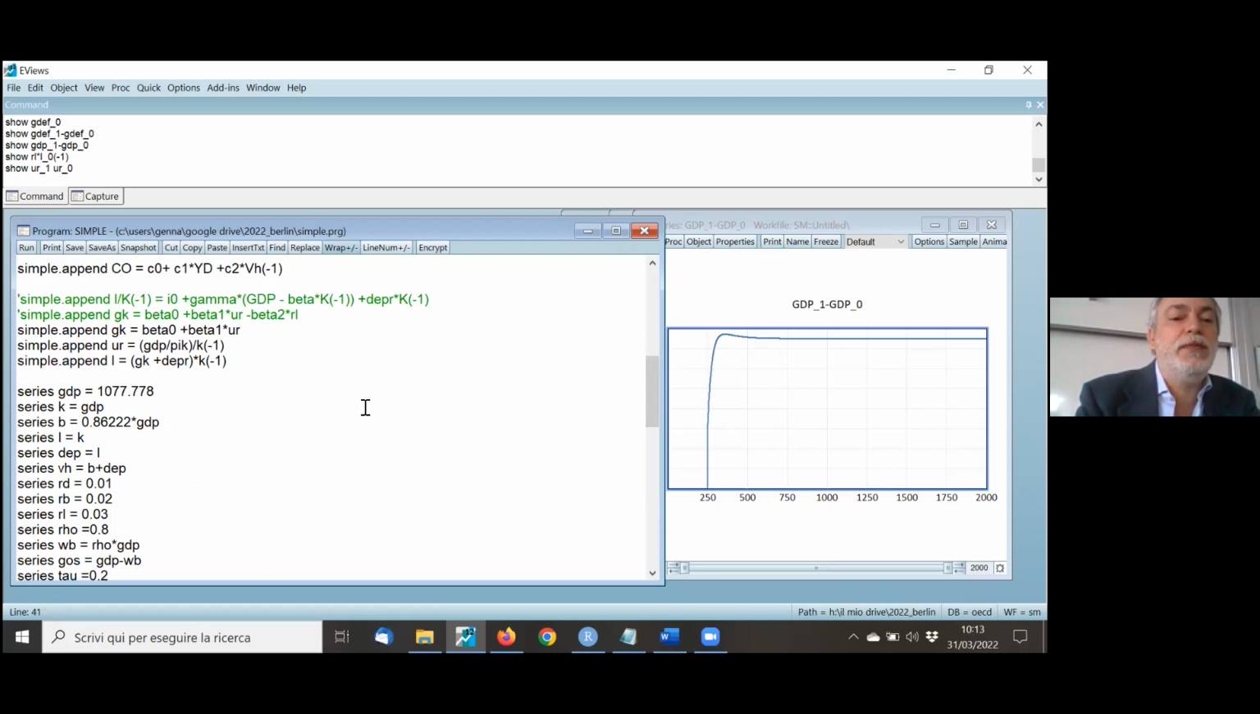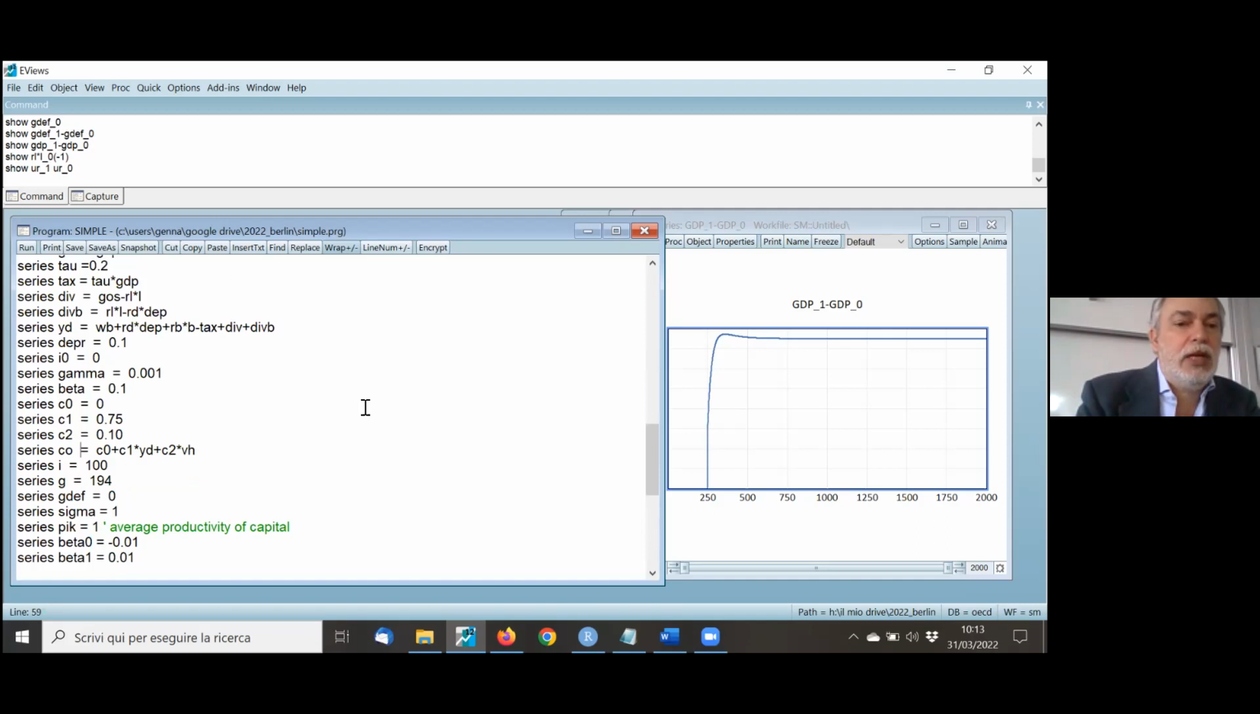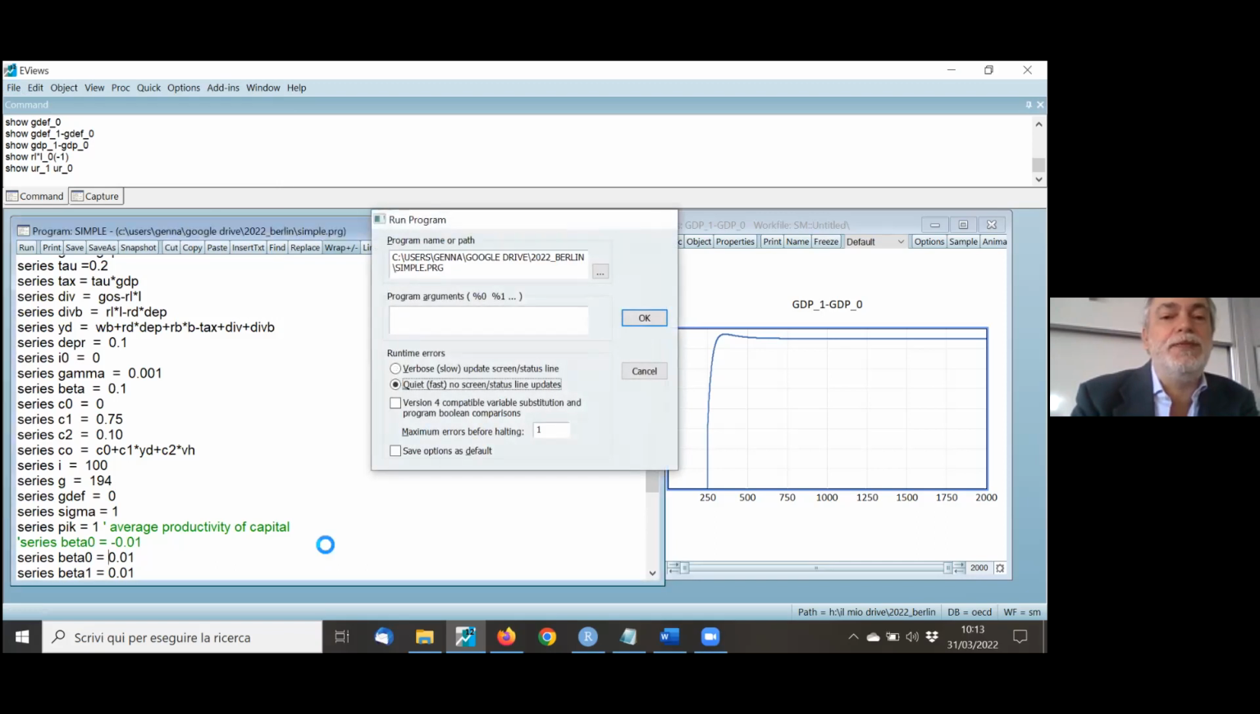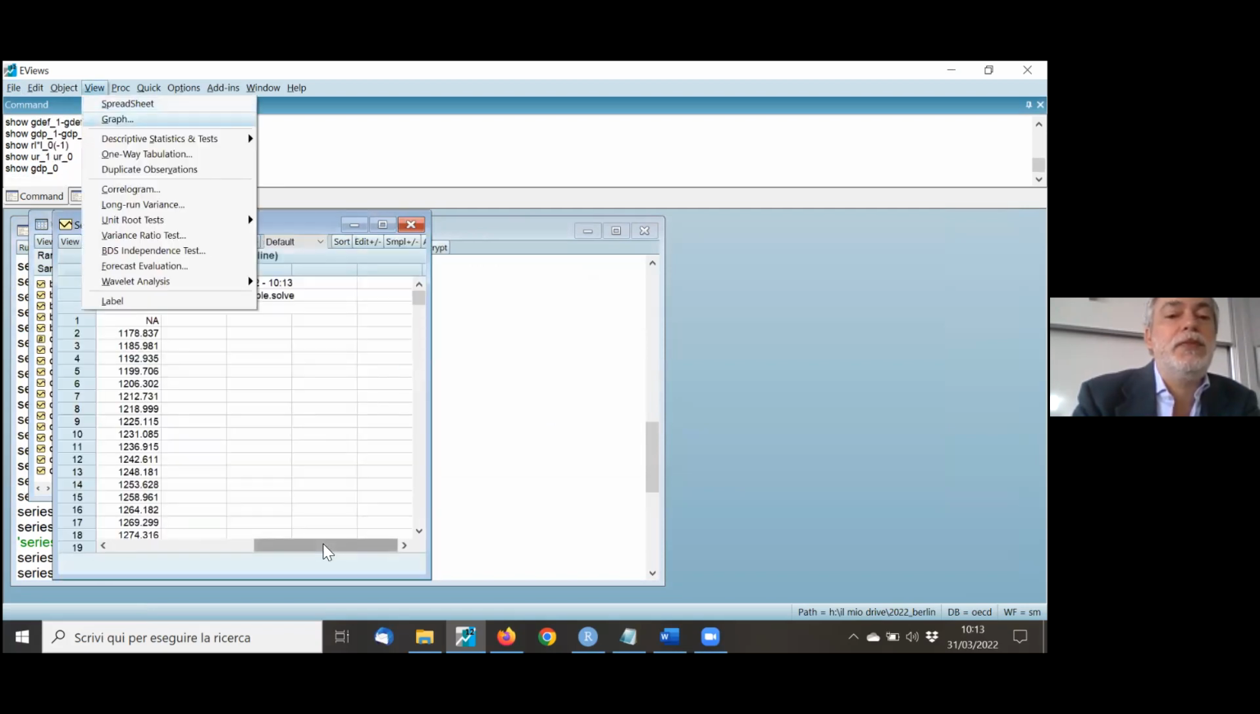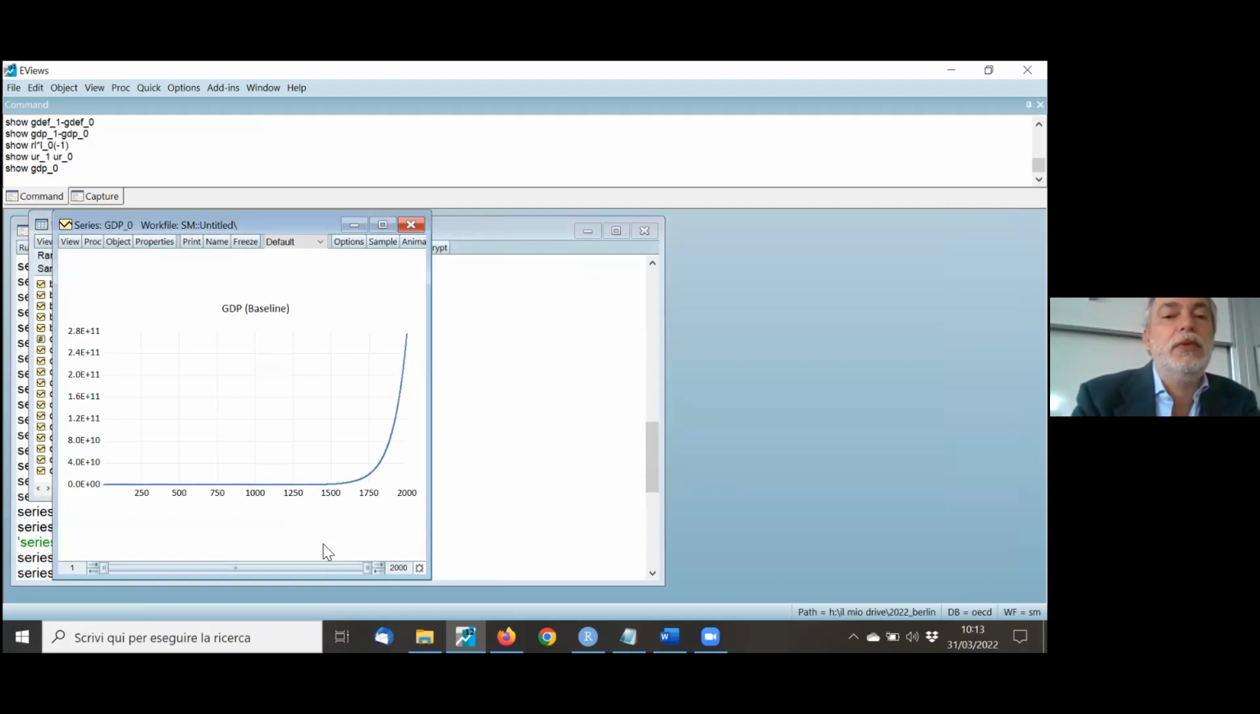So what if now beta 0 is minus 0.001 and it works. Keep the magic number in case something happens, and let's have a positive rate. So now in the beginning, investment will grow. Let's look now at the GDP. It will explode. Yes, it is exploding.